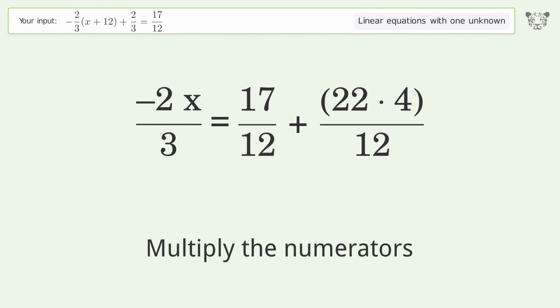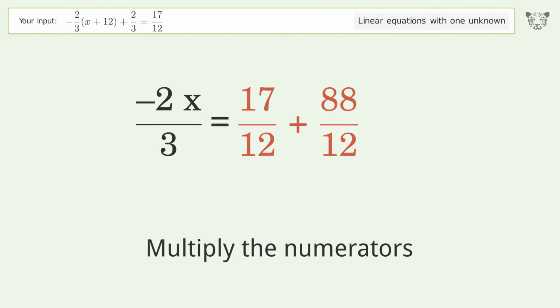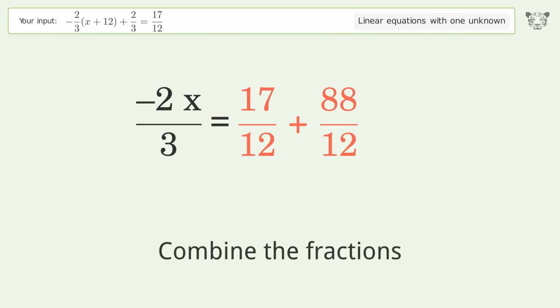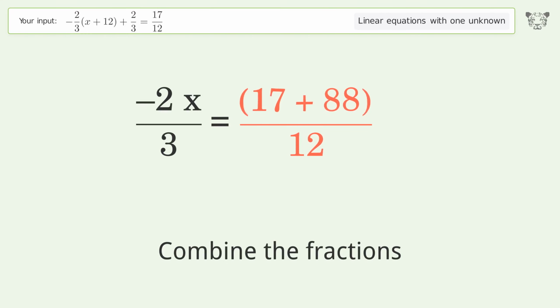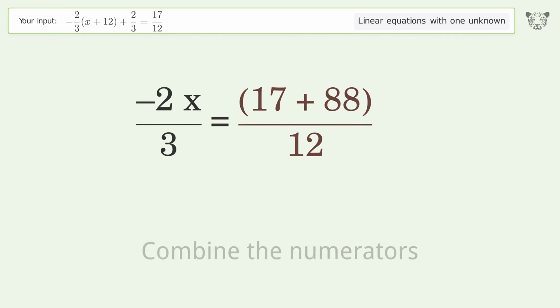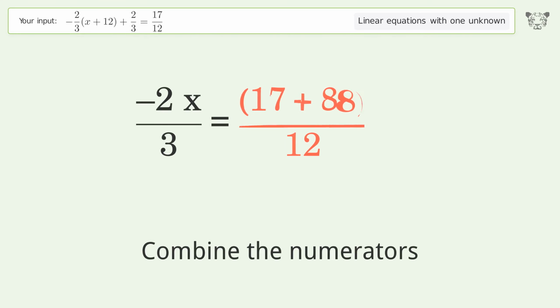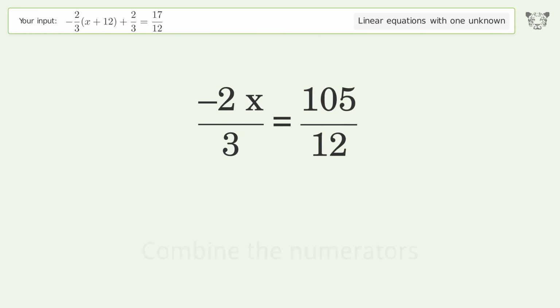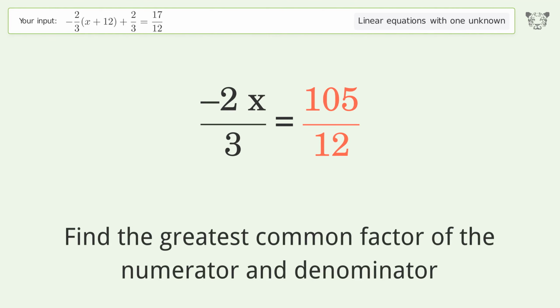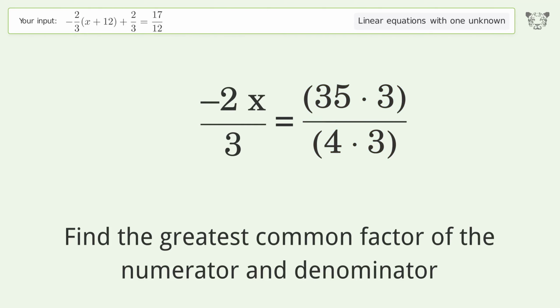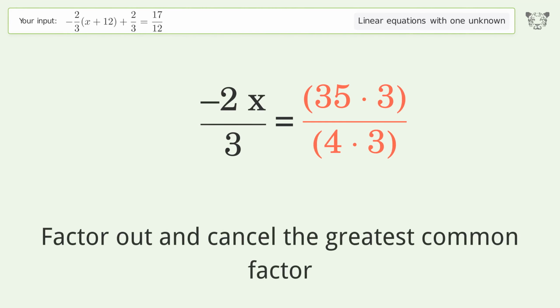Multiply the numerators. Combine the fractions. Combine the numerators. Find the greatest common factor of the numerator and denominator. Factor out and cancel the greatest common factor.